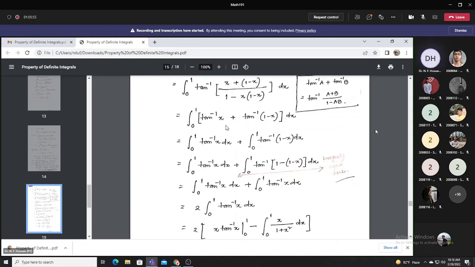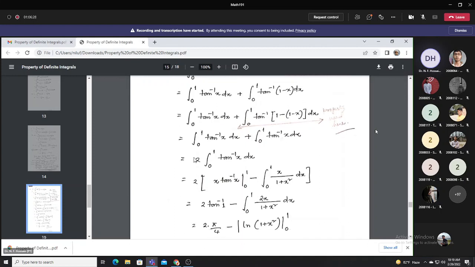Okay, now you separate these two integrals. Integral 0 to 1 tan inverse x dx, and here integral 0 to 1 tan inverse 1 minus x. Now here in the second integral, let us use the property number 4 for the definite integrals. So in place of x, let us write 1 minus x. So it will be tan inverse 1 minus within bracket 1 minus x. And when you remove this first bracket, 1 and minus 1 will cancel out and you will get minus minus plus x. So tan inverse x. And these two are the same thing. So it will be 2 into integration 0 to 1 tan inverse x dx.